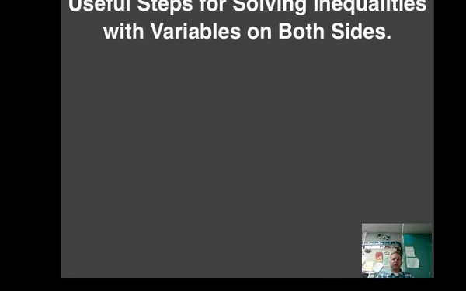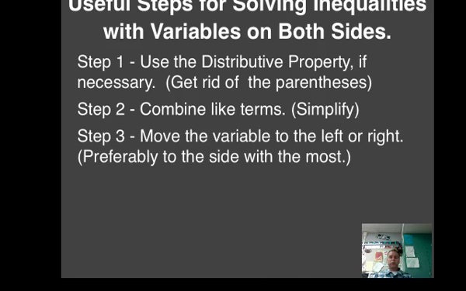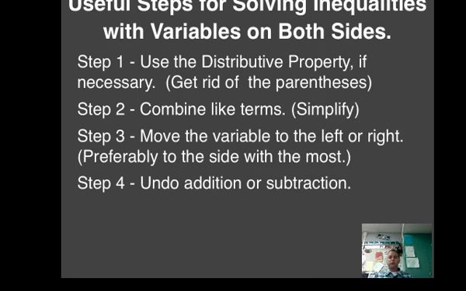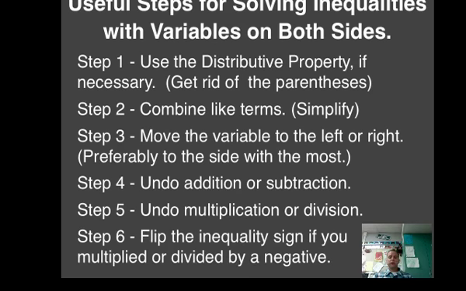All right, useful steps for solving inequalities with variables on both sides. The nice thing is that the first 5 steps are just like we've done before. So step 1, step 2, step 3, step 4, step 5, all of those are the same. We are just going to add one more step. Step 6, flip the inequality sign if you multiply or divide by a negative. Basically, we did that back in chapter 2, section 10, if you want to go back and look at that.